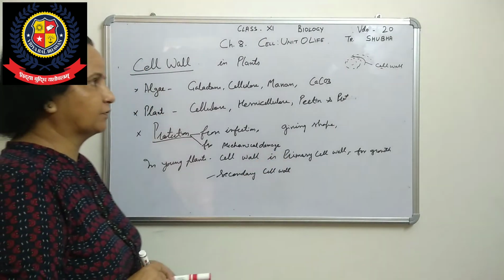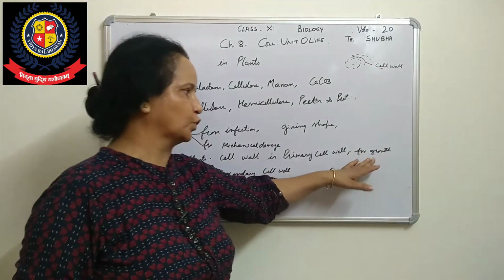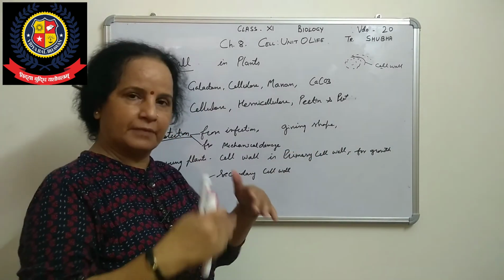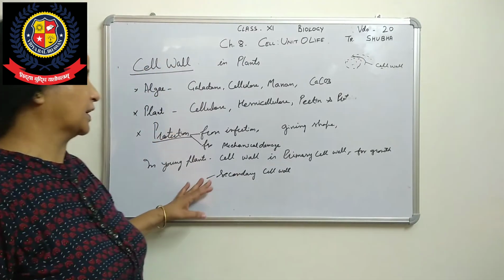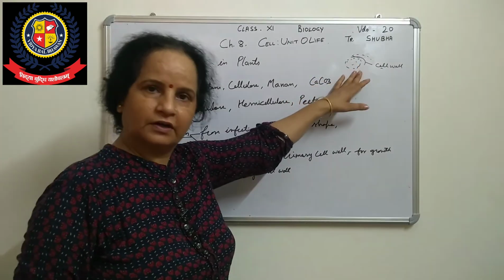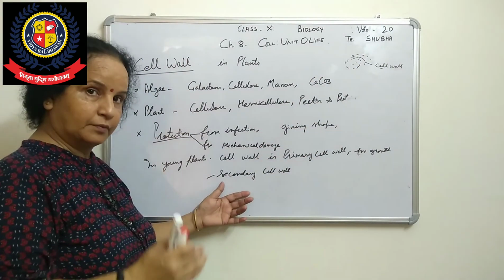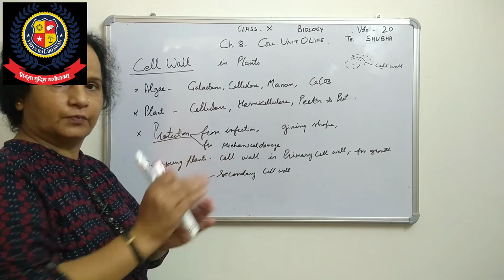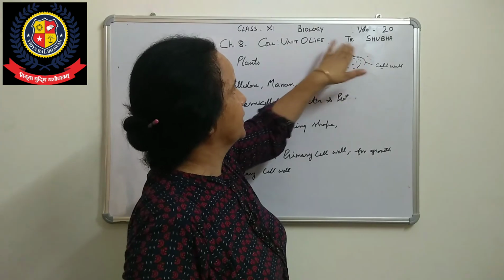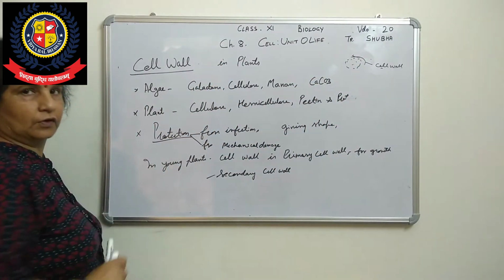Correct? So that will be in young plants, when their cells are growing, that is for growth, then that is called the primary cell wall. When the cell becomes mature and slowly grows in size, the primary cell wall disappears, and a new cell wall is formed on the inner side, towards the inside of the cell. The outside disappears, and the inside one is the secondary cell wall. So that is called the secondary cell wall.